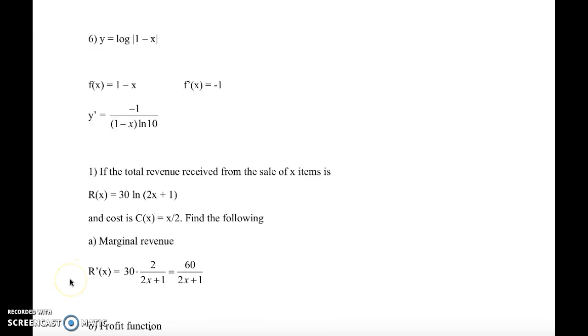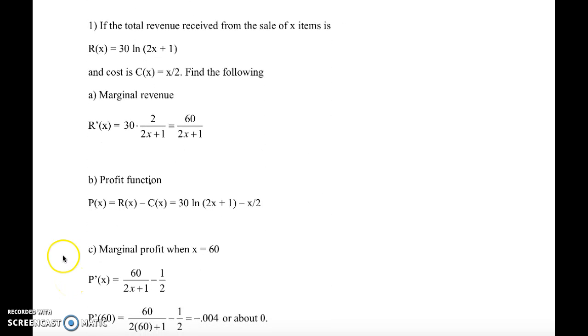Right? If we go ahead and look at a word problem here really quick, if we have a total revenue received from the sale of x items, and they give us the revenue function is 30 ln of parentheses 2x plus 1, and the cost function is x divided by 2. I want to find the marginal revenue. And the marginal revenue is the derivative of our revenue function.